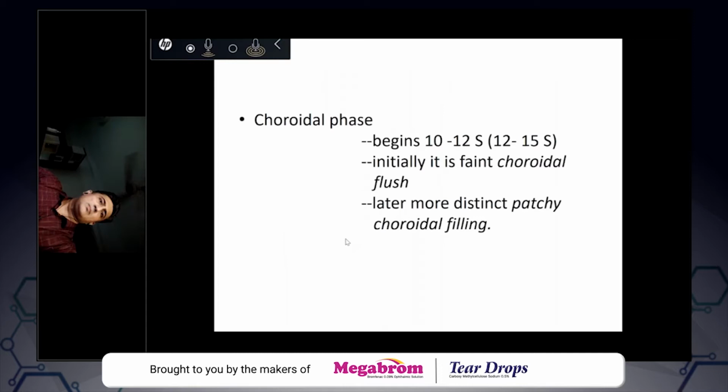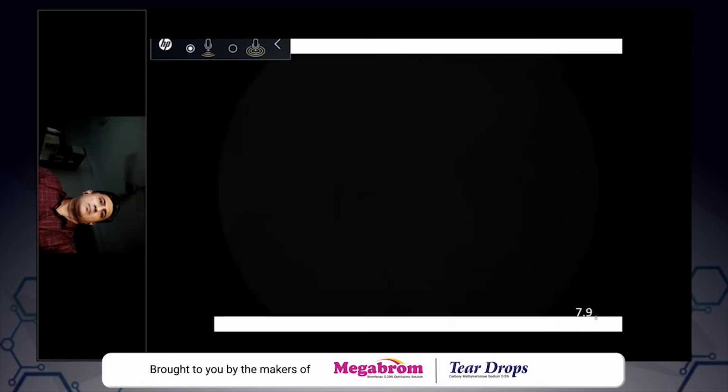So the choroidal phase begins around 10 to 12 seconds after the injection of dye into the cubital vein. Once you give the dye into the cubital vein, you see a white flush in the choroid. That is called choroidal flush, and that is seen around 10 to 12 seconds after your dye injection.